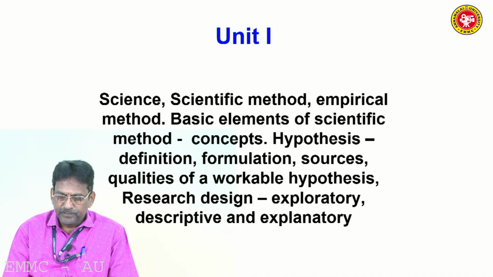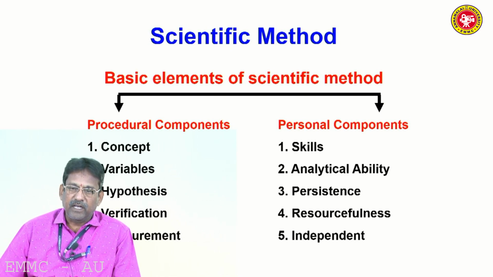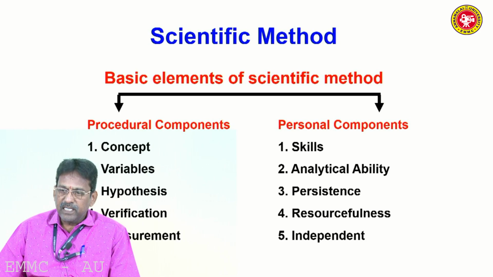Okay. Then we can go for a scientific method. What is scientific method? According to Lundberg, we have to do the research in a systematic manner, controlled nature, critical investigation, okay, empirical nature. Empirical nature means reality is very, very important in scientific method. So in scientific method there are 2 basic elements of scientific method. One is procedural components, another one is personal components. In procedural components there are 5 classifications. One is concept, variables, hypothesis, verification, measurement. In personal components, skills, analytical ability, persistence, resourcefulness and independence.